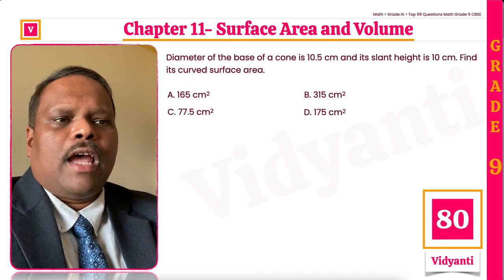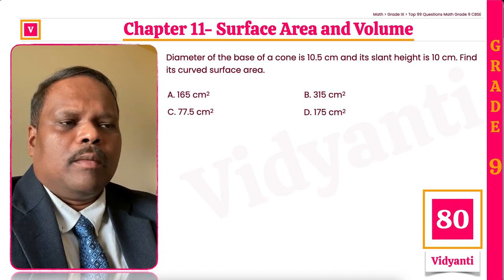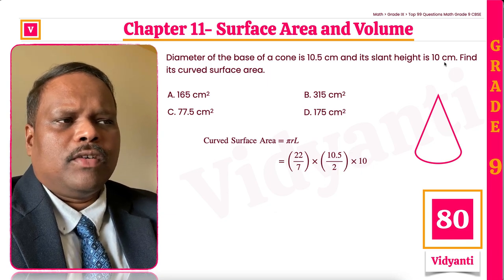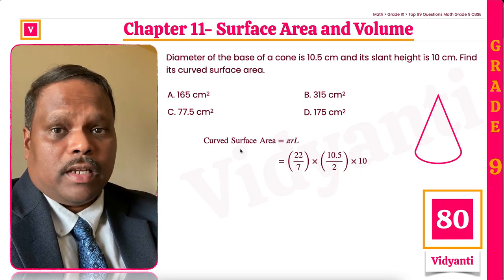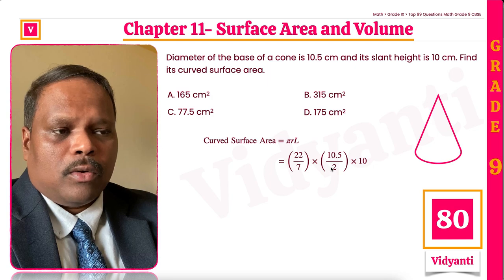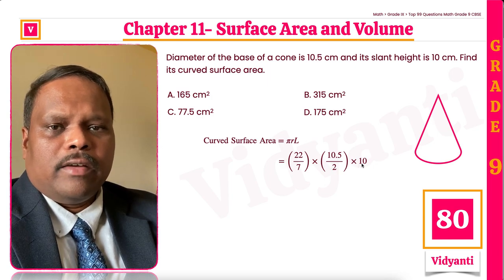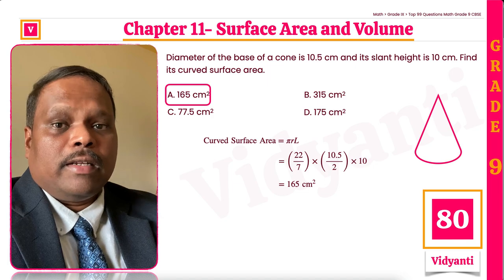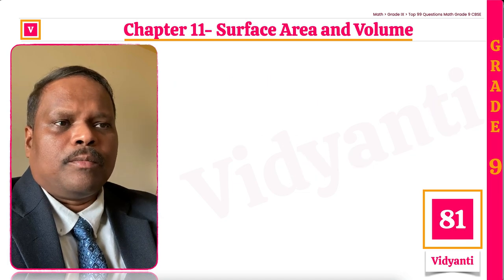Question number 80: the diameter of the base of the cone is 10.5 and the slant height is given, so the curved surface area calculation is very easy. Pi is 22 by 7. Remember, the diameter is given, so we have to take the radius by dividing by 2, and the slant height is directly given as 10. So we will do some calculations. The answer will come out to be 165 centimeter square.